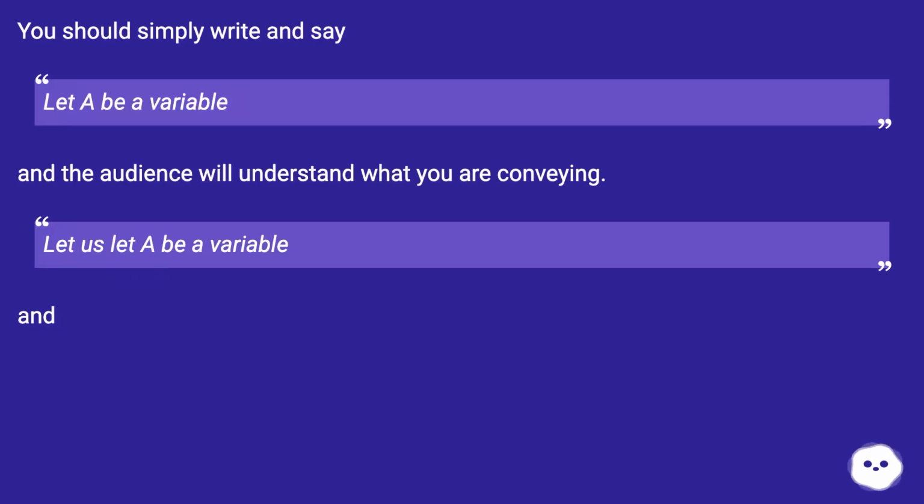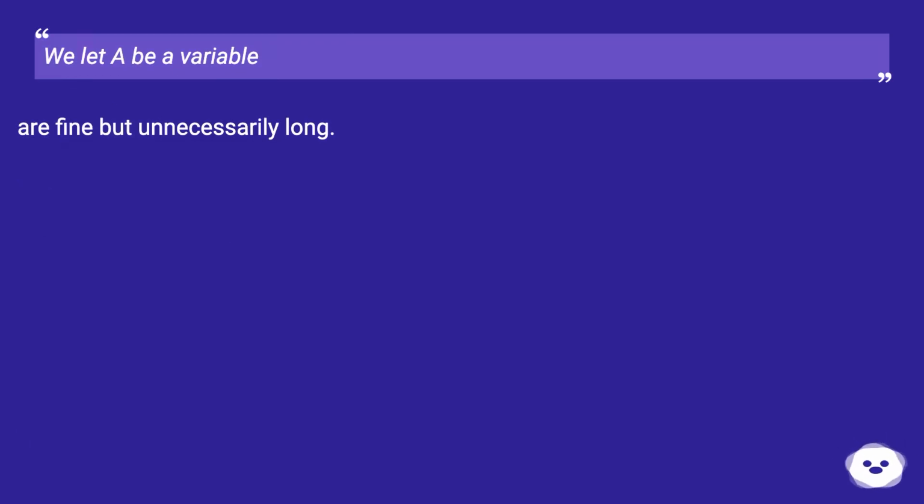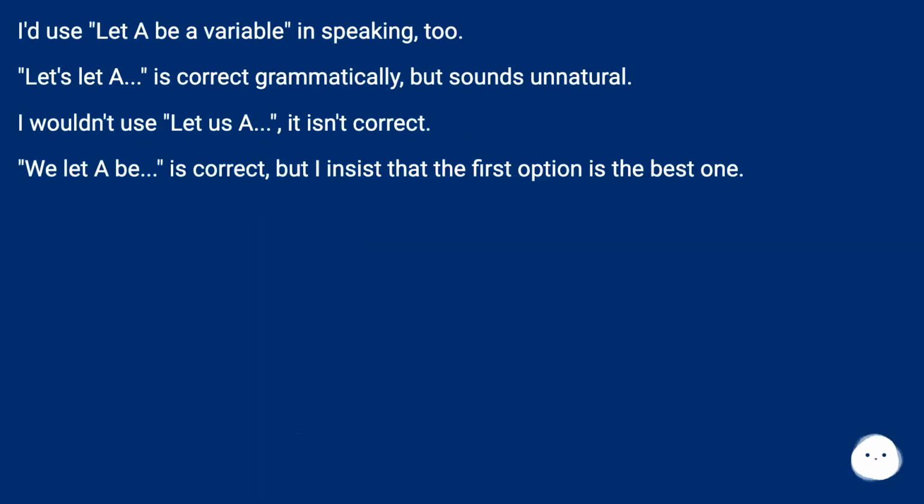You should simply write and say, let a be a variable, and the audience will understand what you are conveying. Let us let a be a variable, and we let a be a variable are fine but unnecessarily long. I'd use let a be a variable in speaking, too.